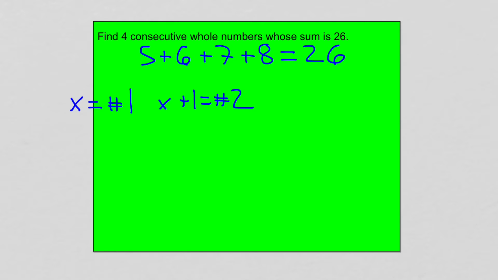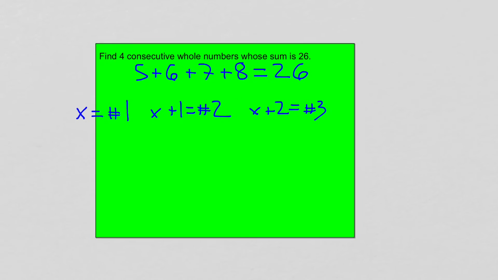And since the third unknown number is 2 greater than the first one, we could call the third unknown number x plus 2 equals number 3. And then the fourth unknown number is going to be 3 larger than the original unknown number. So the fourth unknown number would be x, whatever x is, plus 3 would equal the fourth unknown number.